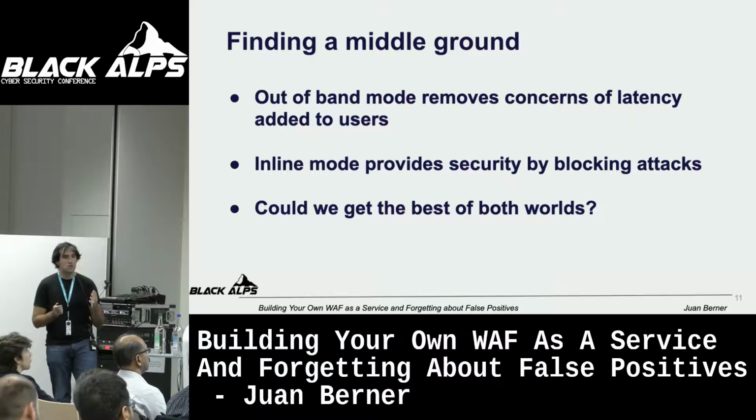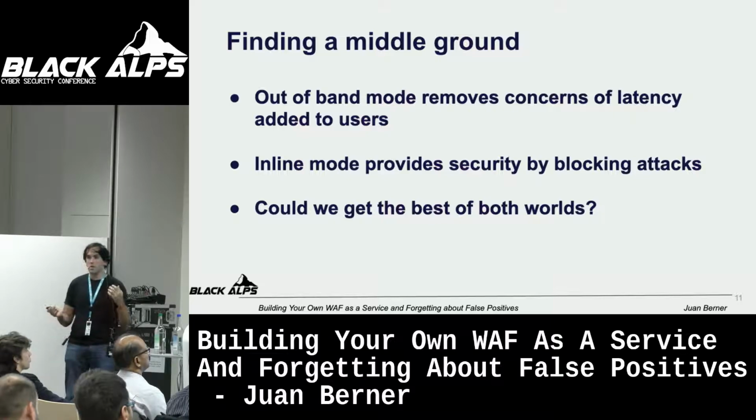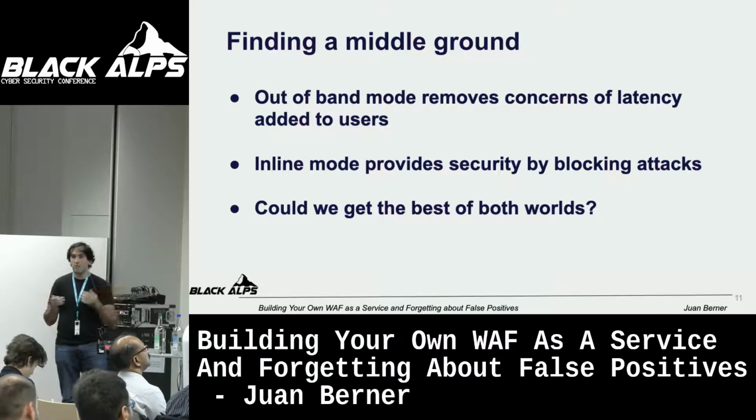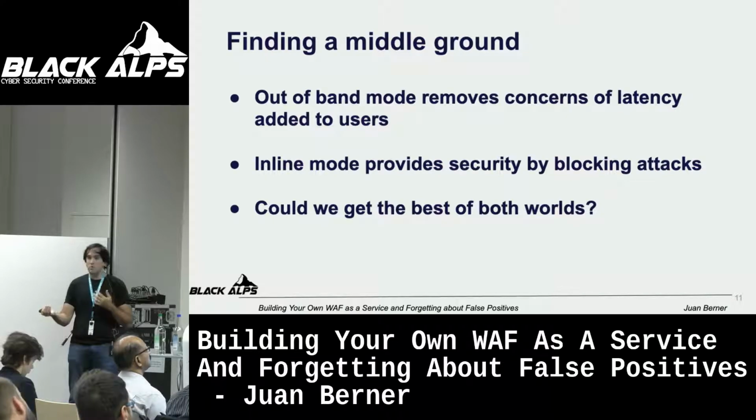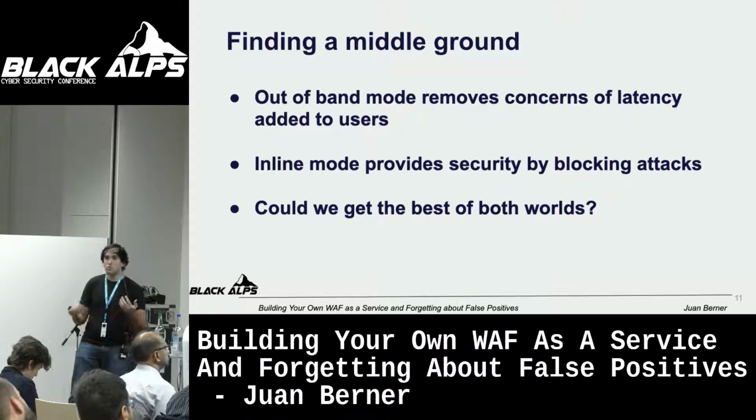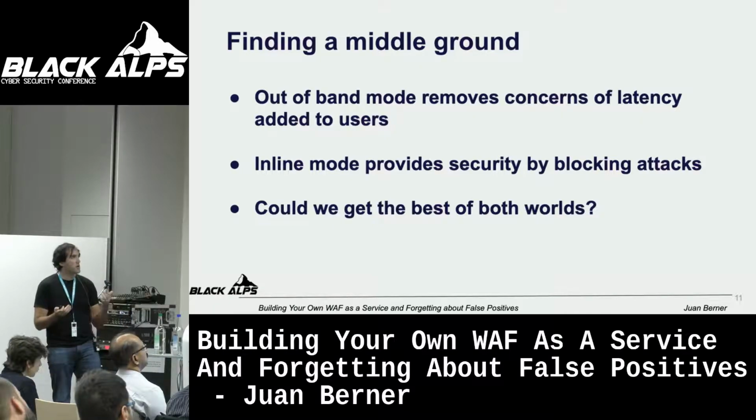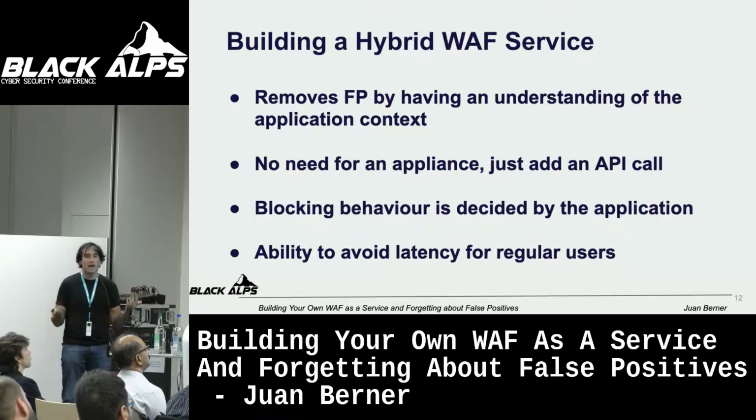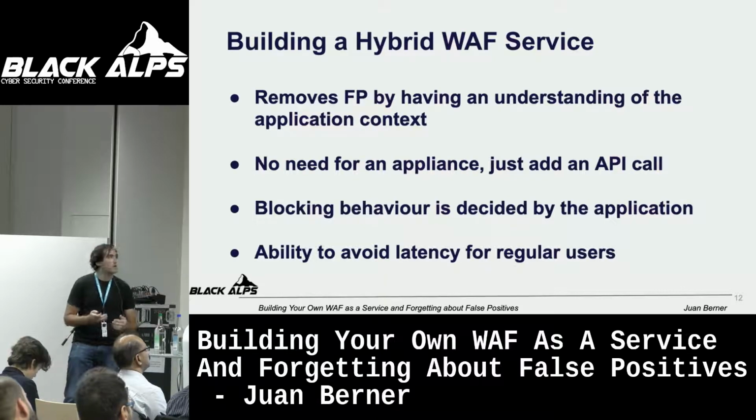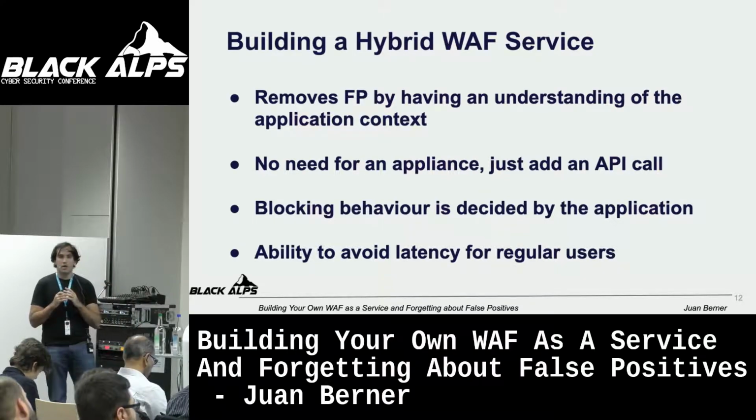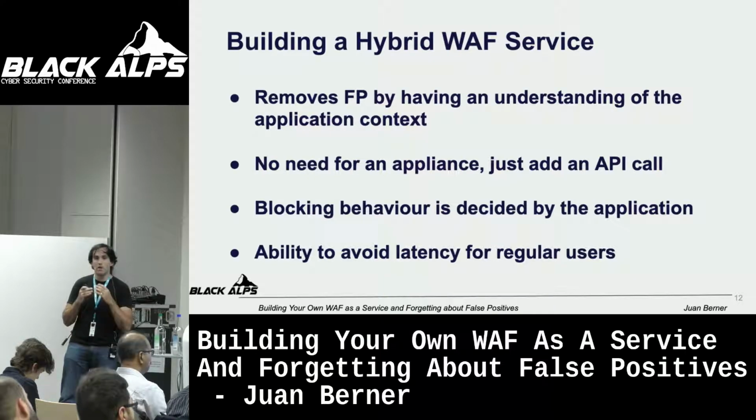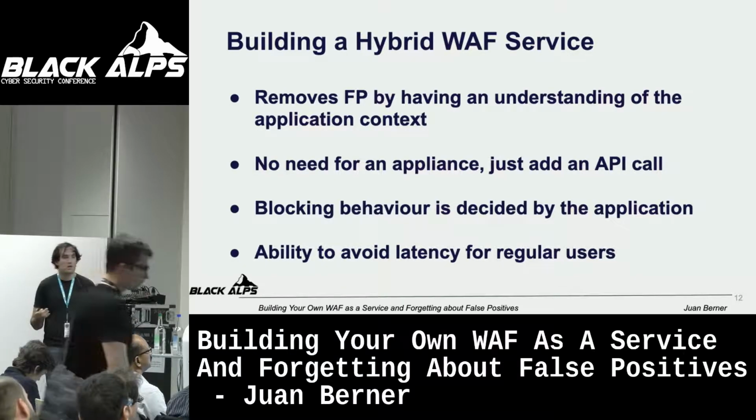And this is how I started looking for a middle ground. I saw the benefit of the out-of-band mode, which means that I'm not affecting the application, but I'm not actually blocking the attacks, which was what I wanted. And that's why I started looking for something like this, which is what I call a hybrid WAF service. By looking at the context of the attacks, I can realize if it's a real attack or not, and remove the false positives affecting customers.